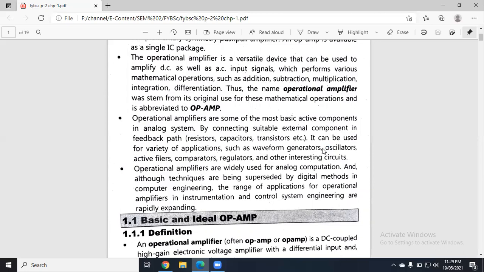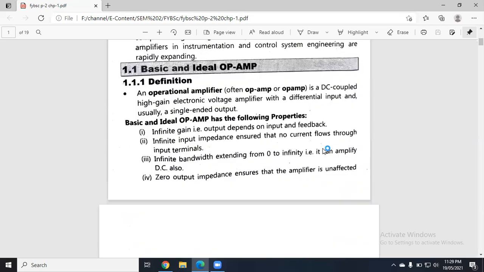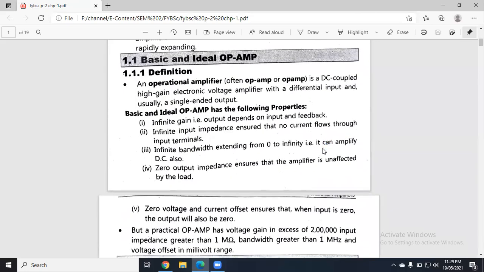So the basic thing is that currently also the op-amp is in the market and it is widely used. That is why we are studying it. Now we need to understand some basic ideas about the op-amp and what the ideal characteristics of an op-amp are. What is an ideal op-amp? What is a practical op-amp? We need to understand many things. We will start with the basic and ideal operational amplifier.